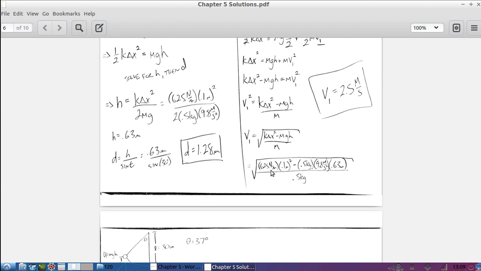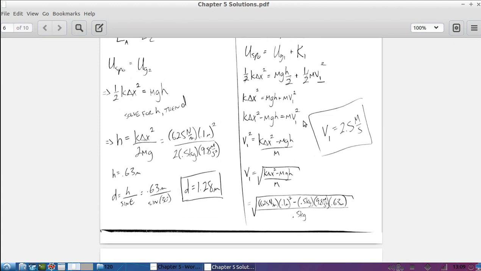I have all these values: spring constant, displacement, mass, the height. Right, the height I found over here, which is good. Okay, so I need that for the second part. Still got the mass. Throw everything in there, calculate it, and I should get a v1 of 2.5 meters per second.